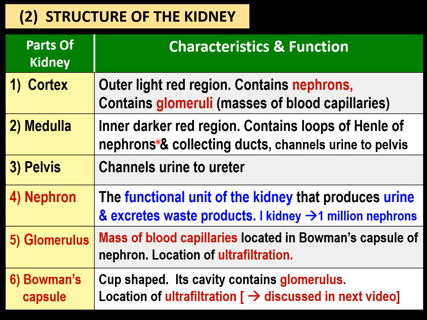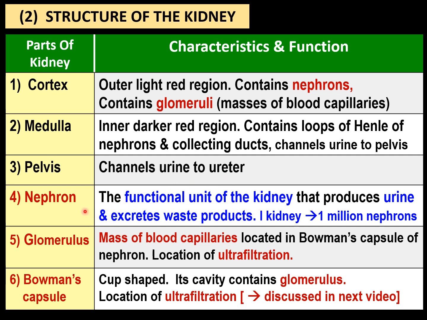Medulla, inner darker red region, contains loops of Henle of nephrons, collecting ducts. All this will be discussed in the next part. Channels urine to pelvis. Then pelvis channels the urine to the ureter, and the ureter will channel the urine to the urinary bladder to be stored.